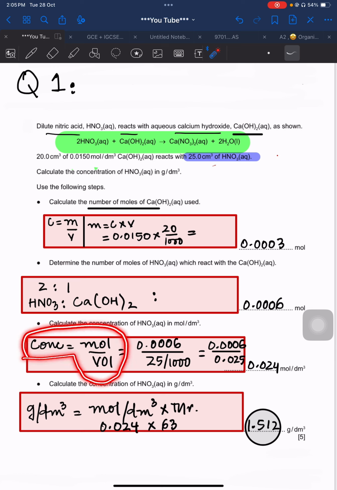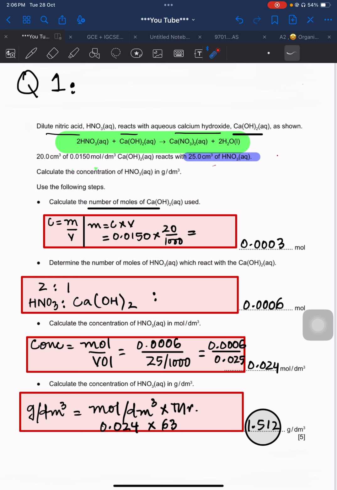So we are just implementing the same formula. Concentration is equal to moles upon volume. So moles will be 0.0006 and volume is 25. We are going to divide this 25 by 1000. Why? Because this 25 is in centimeter cube and we have to shift it into decimeter cube. That's why we are dividing this 25 by 1000. And as a result, the answer for this is 0.024 moles per decimeter cube. Whatever the answer is, you are going to calculate it and write it as it is.